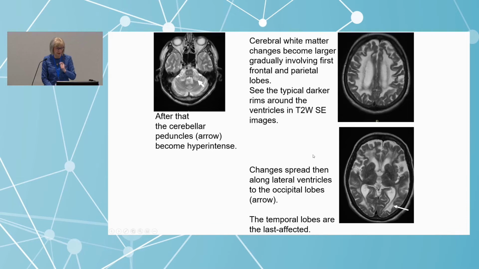After that, the cerebellar peduncles become hyperintense, as you can see here, and at the same time, cerebral white matter changes grow. The first involved are the frontal and parietal lobes, then the involvement spreads into the occipital lobes, and the temporal lobes are the last affected.